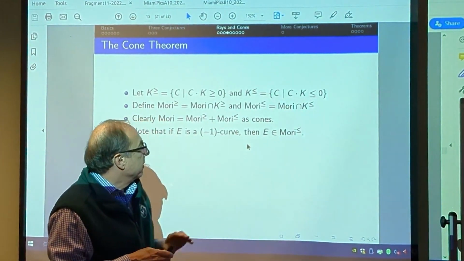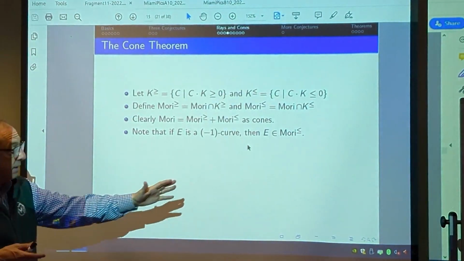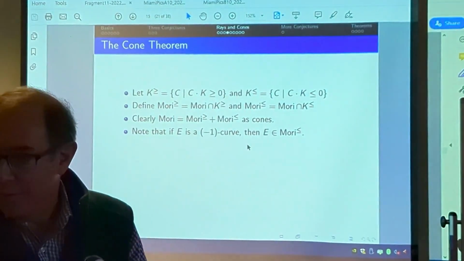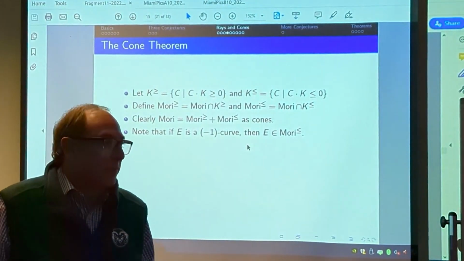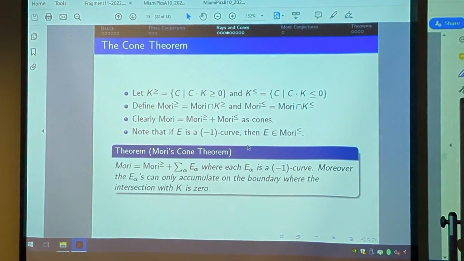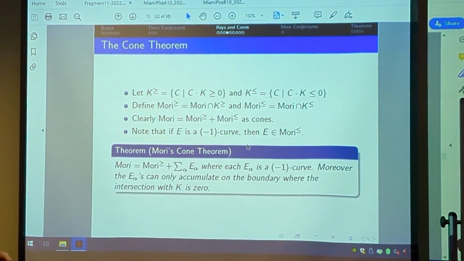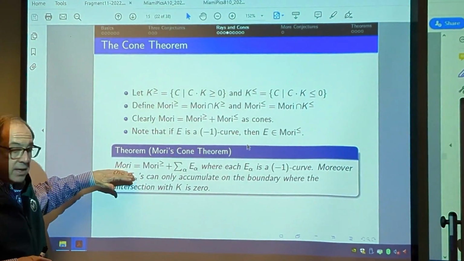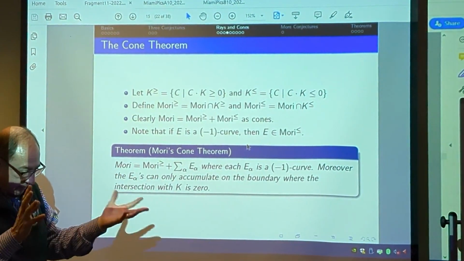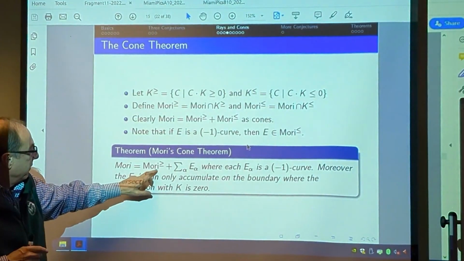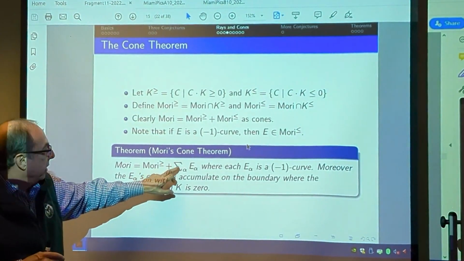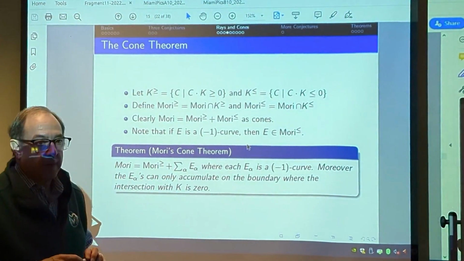But it's effective, right? It's a -1 curve, so it's effective. So it's in the closure of the effective cone. So it's in Mori, and it's in Mori non-positive. Okay, so Mori's cone theorem says the following: the Mori cone is a sum, in the cone sense, of the Mori non-negative stuff plus the -1 curves.